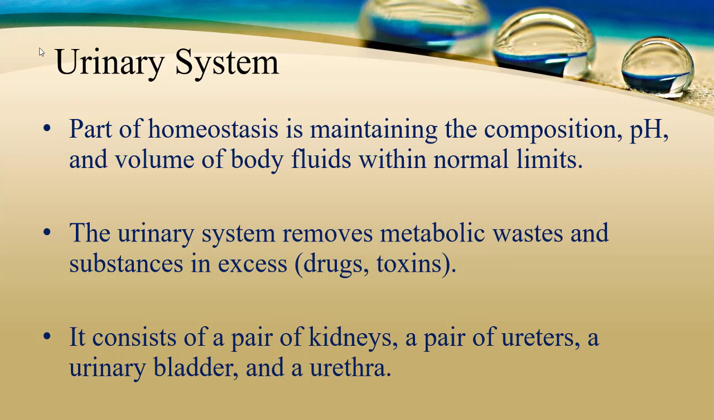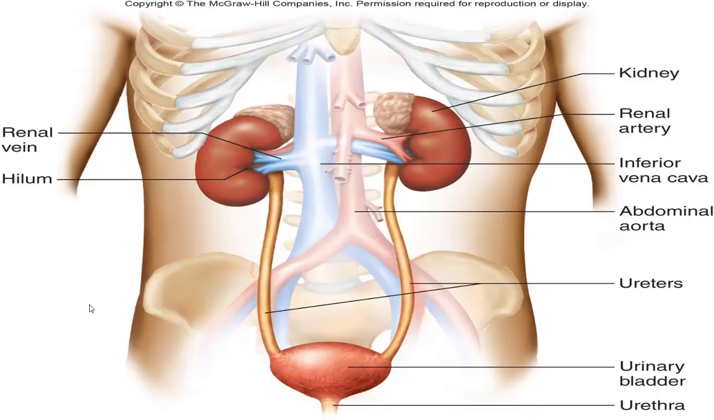The urinary system is responsible for removing metabolic waste and substances in excess, like excess drugs, excess toxins, from the body. The parts of the urinary system include a pair of kidneys, a pair of ureters, the urinary bladder, and a urethra. Here we have the illustration of the urinary system in general. You have the kidneys here, right kidney here, left kidney here, the ureters that come off of each one, and then to the bladder down here, and then the urethra here.